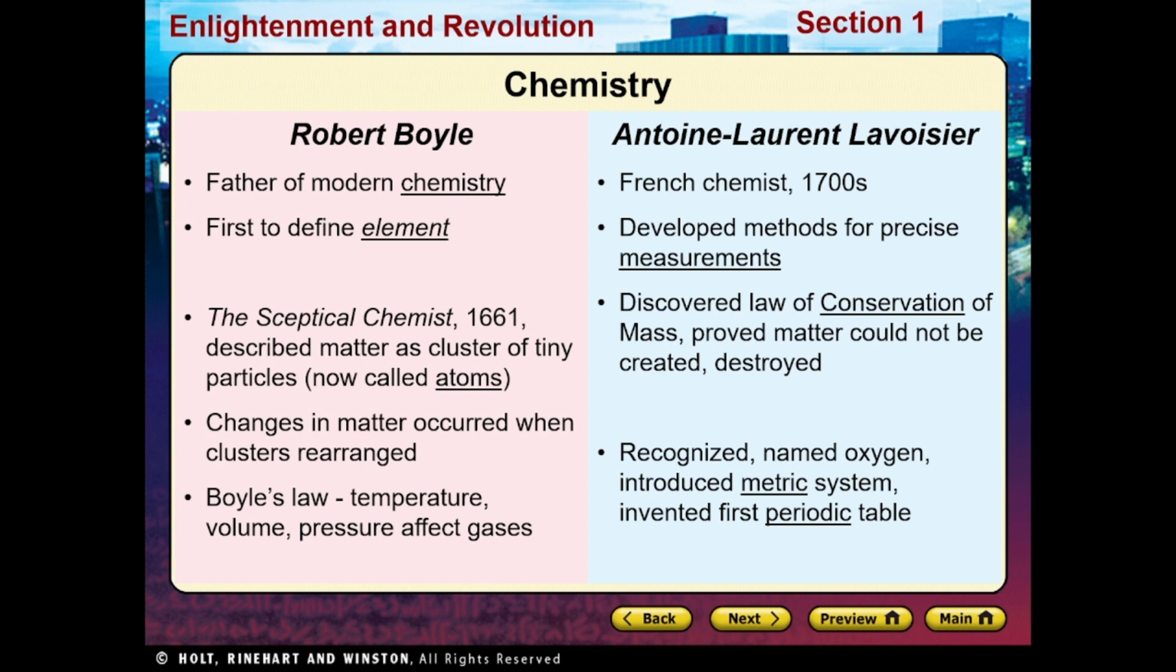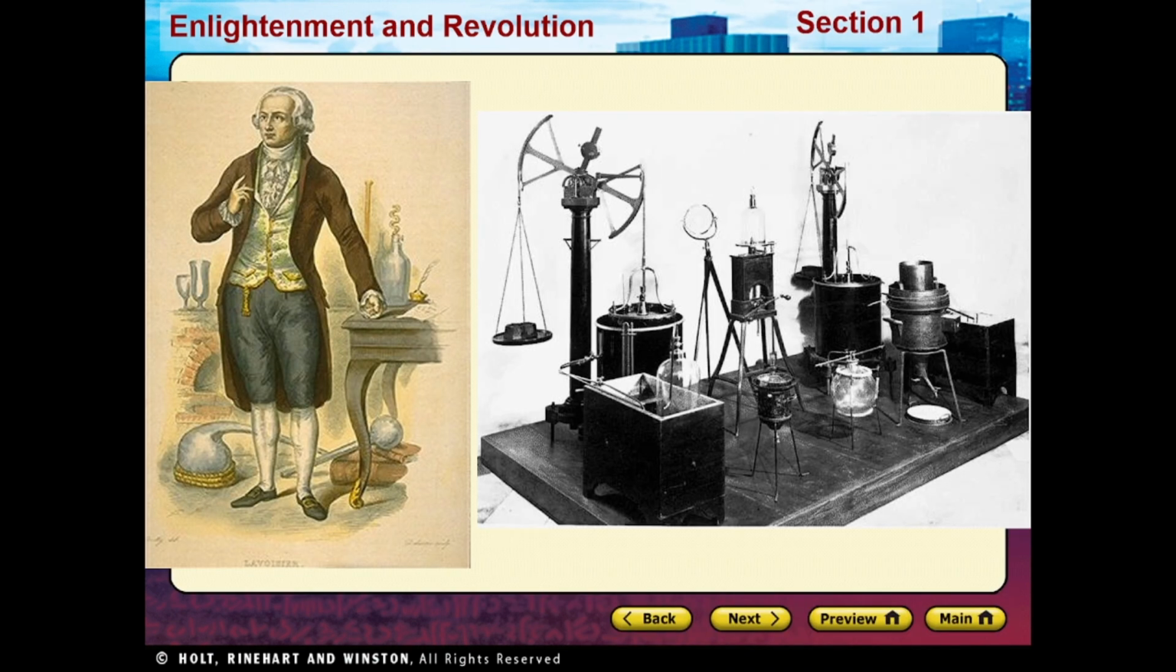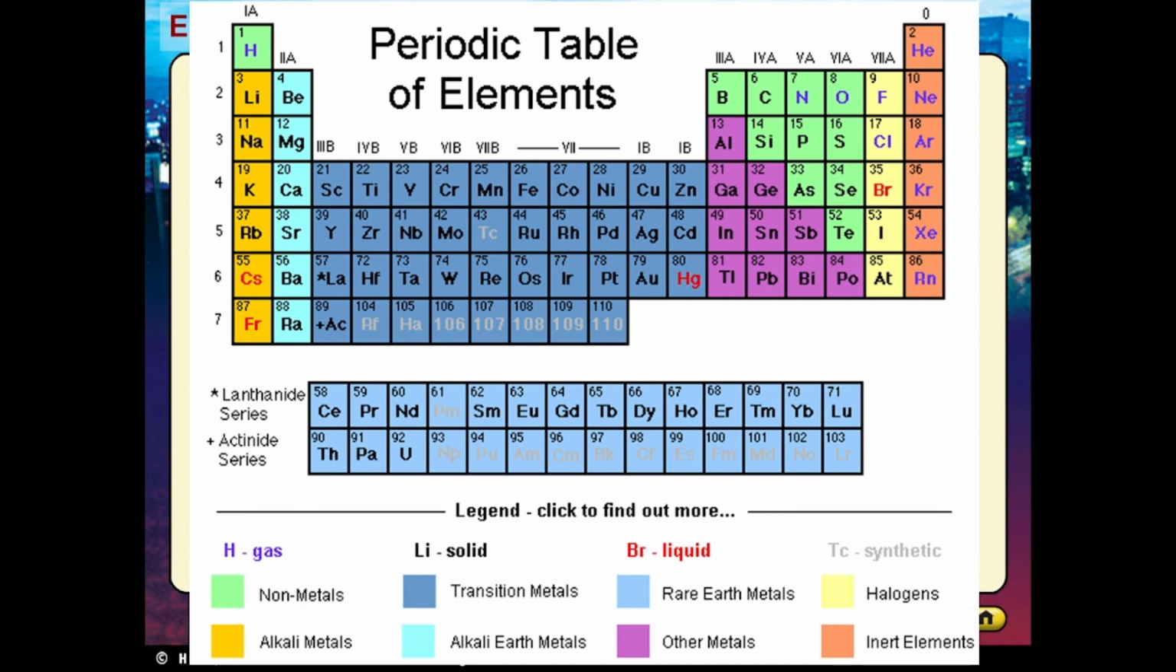So si Antoine Laurent Lavoisier naman, siya ay French chemist, 1700s, developed method for precise measurement, discovered law of conservation of mass, proved that matter could not be created or destroyed, recognized and named oxygen, introduced metric system, invented the first periodic table. Okay, this is the periodic table of elements.